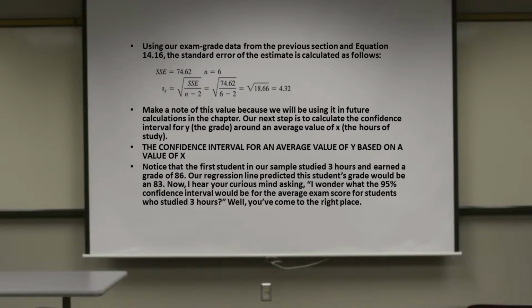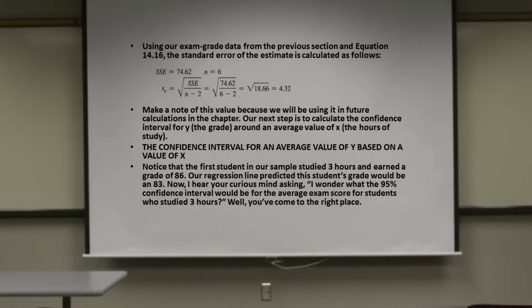Using our grade data from the previous section and equation 14.16, the standard error of the estimate is calculated as follows. SSE is equal to 74.62, so SE is equal to 4.32. Make a note of this value because we will be using it in future calculations in the chapter.